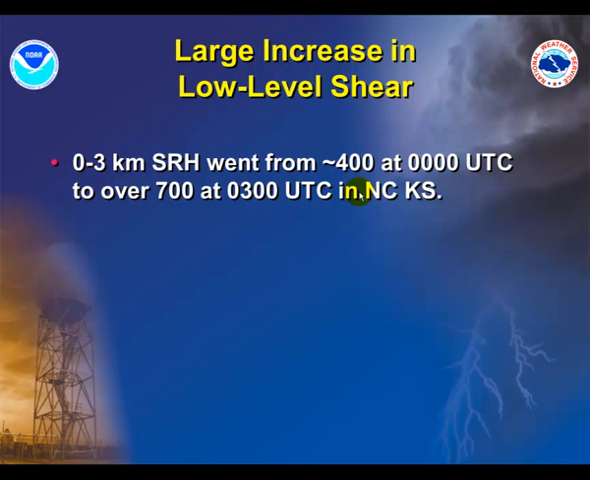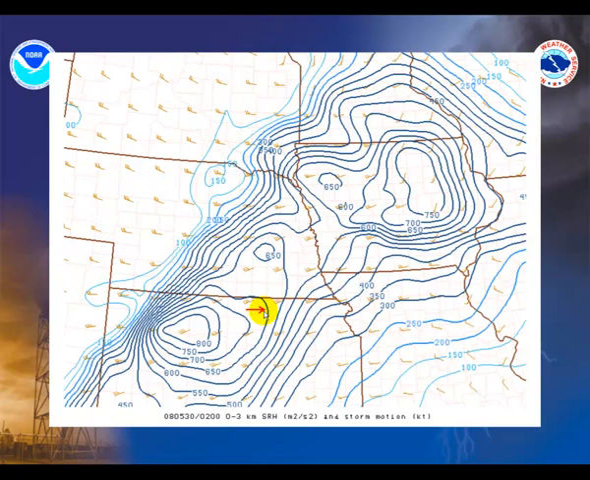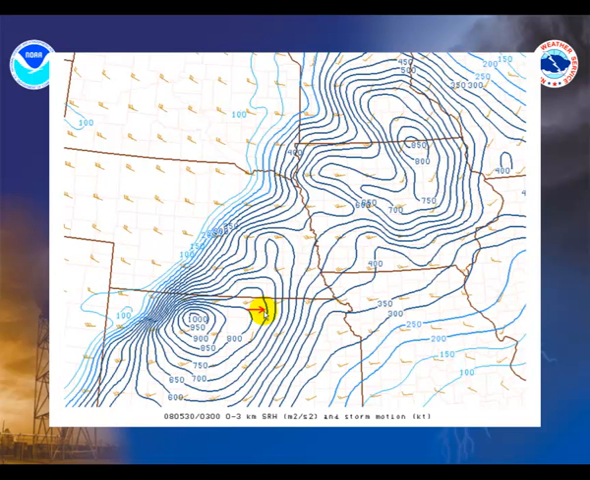And let's look at the large increase in low-level shear here. The 0 to 3 kilometer storm relative helicity went from about 400 to over 700 in a period of 3 hours during the evening. And these are the SPC mesoanalysis graphics. This is about the approximate area just south of where that storm went later on. And at 0Z, it's giving about 400 meters squared per second squared in that area. There's 2Z, and it's giving about 650, and there it's giving 750 by 03Z. So a big increase in low-level shear during that time.